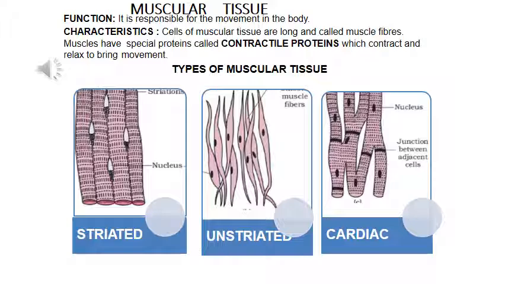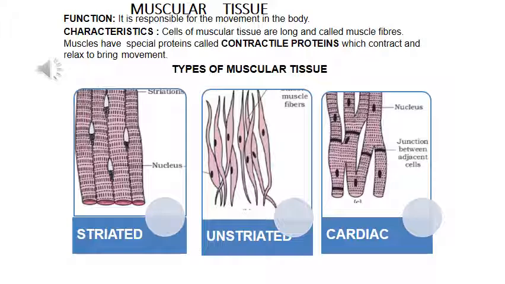Third one is cardiac muscles, which is present in your heart only. Nowhere else will you find cardiac muscles, right? It has a nucleus. Can you see this is the junction? These are oblique bands, junction between adjacent cells. Can you see these black ones? Yes. Now here, if you see the shape of these muscles, it is different.